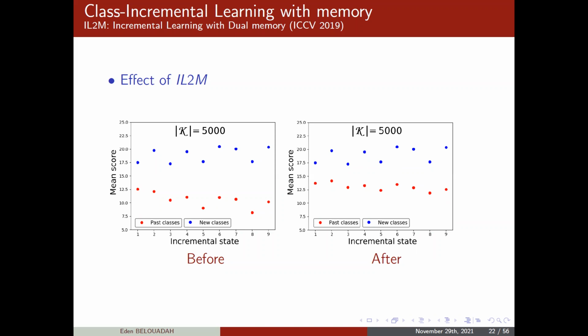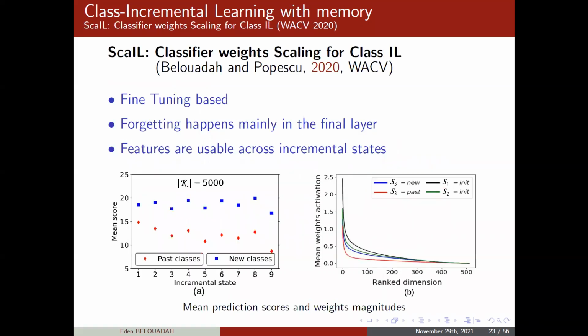A second question, if you allow me, is on slide 23. Can you, for instance, explain to a larger public why forgetting happens mainly in the final layer? Why in the final layer? Or are the problems concentrated in the final layer, finally?